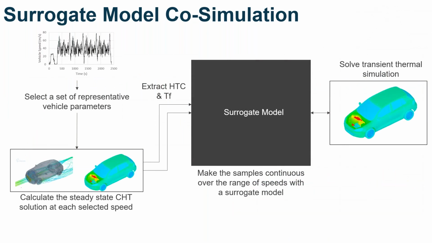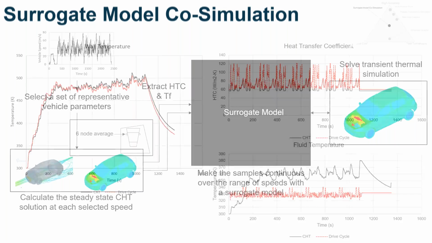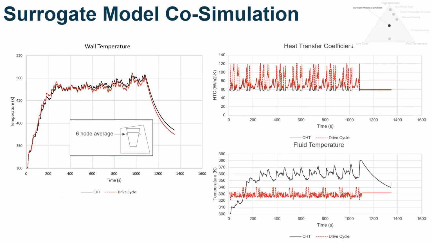Next, I'll talk about the surrogate model cosimulation, which, just as a reminder, what we're doing is we're selecting a set of representative sample points, using those to characterize the convective boundary conditions. We calculate our steady state conjugate heat transfer solutions, build our surrogate model, and then run our transient thermal model. And all of this is automated in the Cotherm toolkit. Here you can see the results of that run.